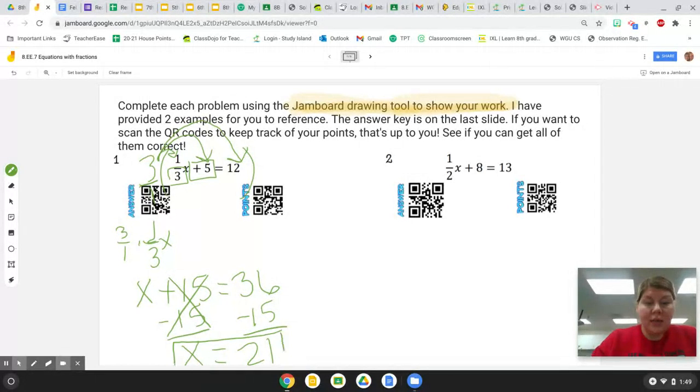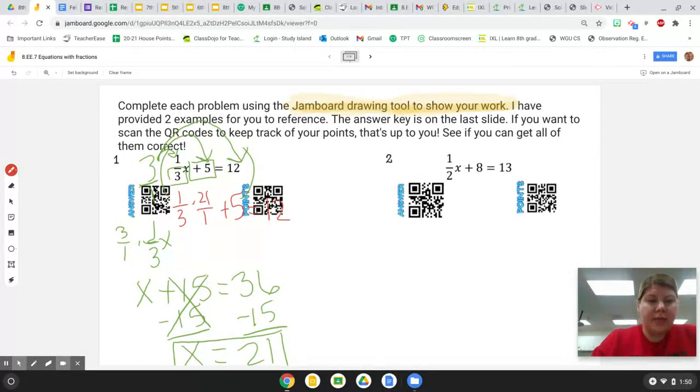Again, step 4 is to check. So always make sure that you're checking. I'm going to go in red. So I have 1/3 times 21, and I can put that over 1 because I'm dealing with a fraction to check here, plus 5, and I want to see if that's equal to 12.